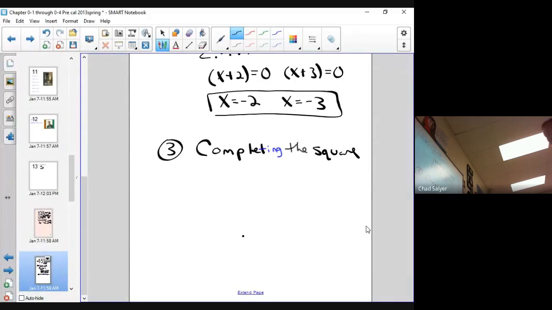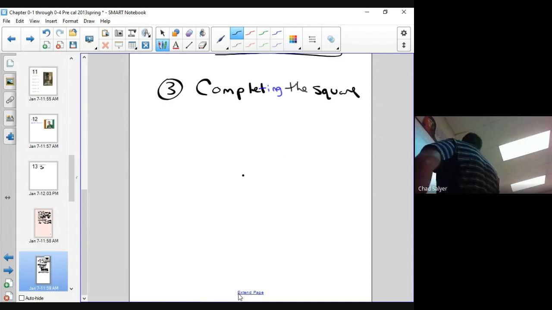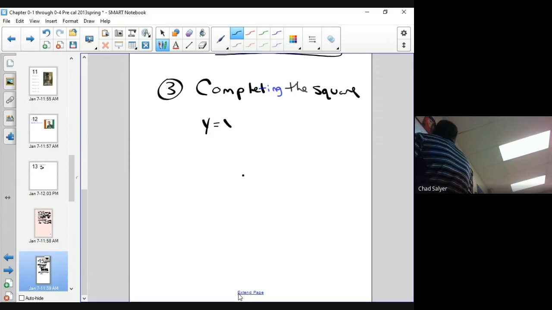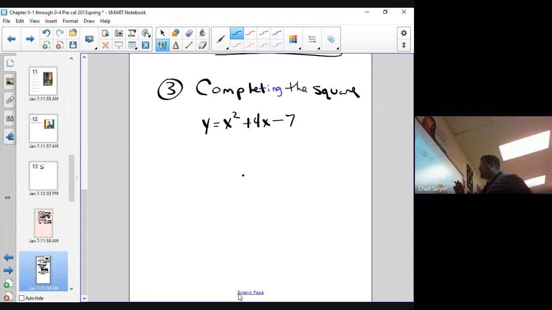So completing the square is a pretty complicated way to solve a quadratic, but it's one that has a lot of important uses in developing formulas, and we're going to use it quite a bit later on in the book, so it is something we need to know. Completing the square. So let's use y equals x squared plus 4x minus 7. So we want to find the solution of the x-intercepts for this, if they exist, or the imaginary solutions if no real solutions exist.